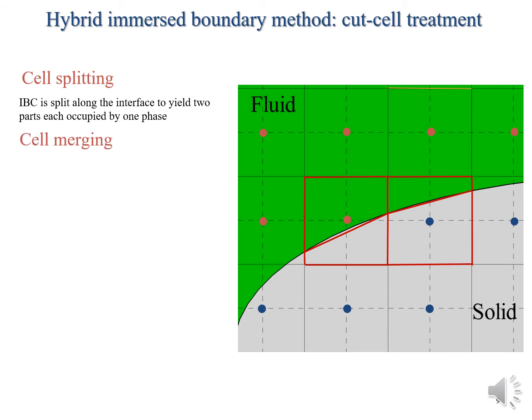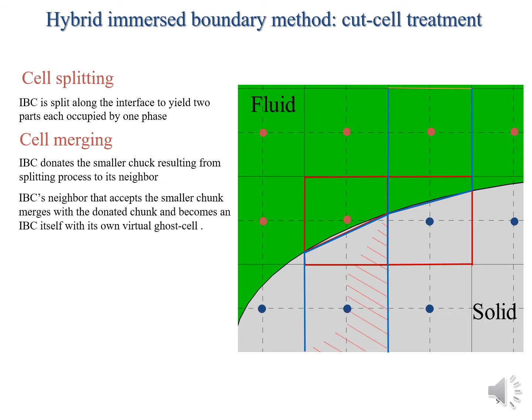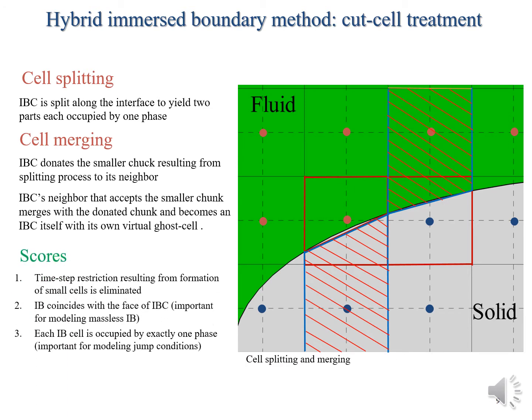Secondly, we have cell merging, because we have some small cells emerging. Like in this case, we have the gray solid cell that is smaller, and if we treat it as it is, we will suffer a very severe time step restriction. So we need to merge it. We merge it with the neighboring cell that is in the same phase as itself to form one big cell, which eliminates the time step restriction entirely. So that is the merging process: instead of two different cells, we have one big cell.